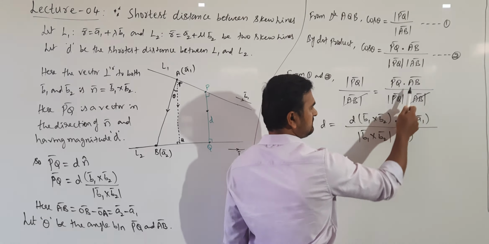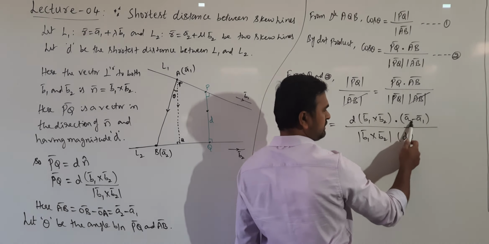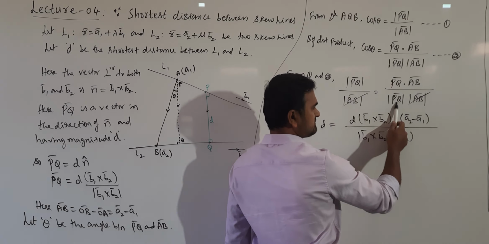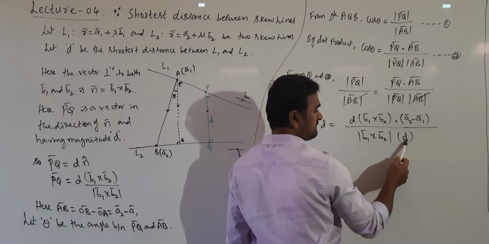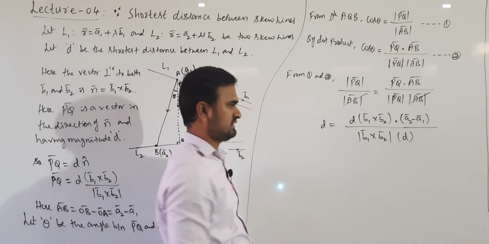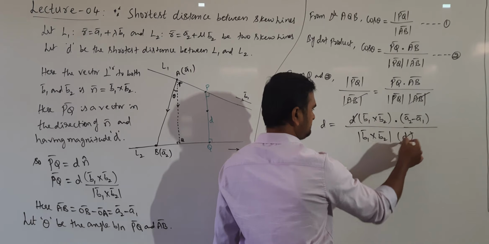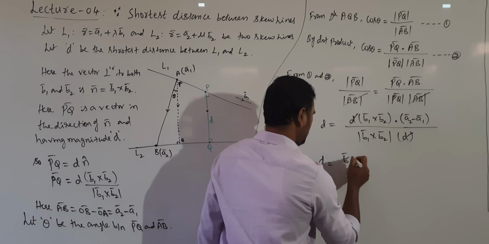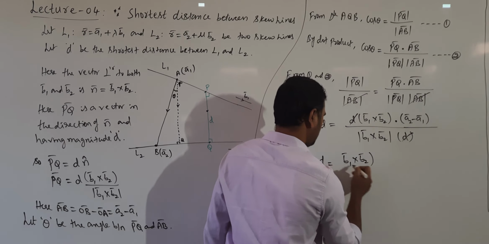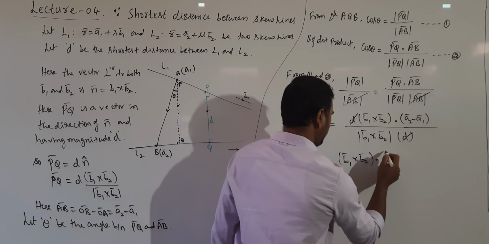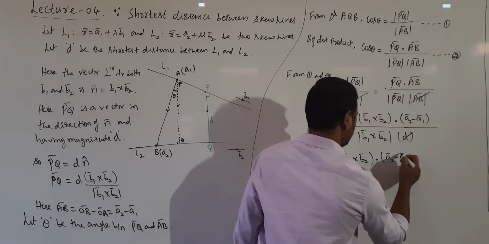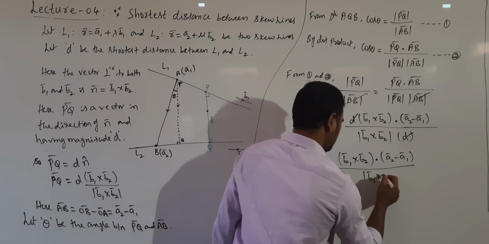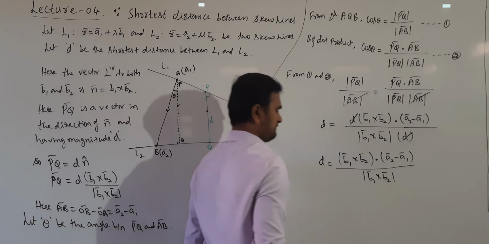Dot product with AB bar. So AB bar we know is A2 minus A1 divided by, this is already cancelled. Now the remaining is magnitude of PQ bar. What is magnitude of PQ bar? It is nothing but d. So this d will get cancelled. So what is the required distance d? I can write B1 bar cross B2 bar dot A2 minus A1 divided by magnitude of B1 cross B2. Understand?